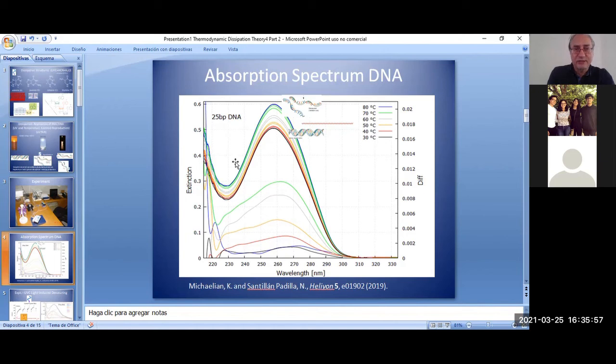And this is the absorption spectrum for the double-strand DNA as a function of temperature. So the lower curves here are the colder temperatures, and the upper curves the higher temperature. We go up to 80 degrees centigrade from 30 degrees centigrade. And we see that the absorption, this is the absorption on the y-axis, increases as we increase the temperature of DNA. And that is a very well-known phenomenon, and it's called hypochromism.